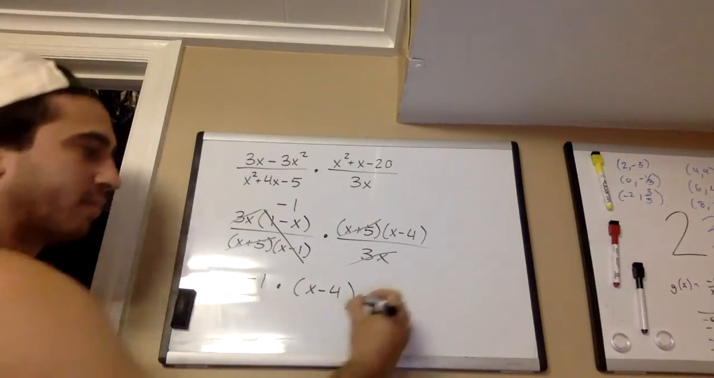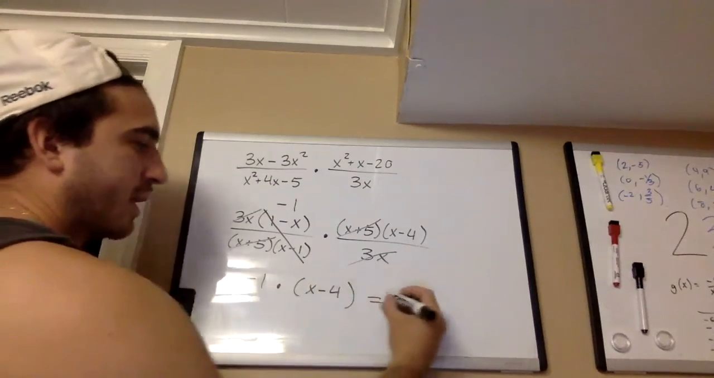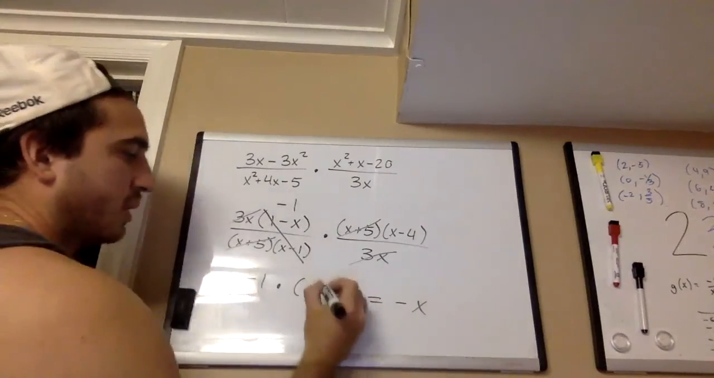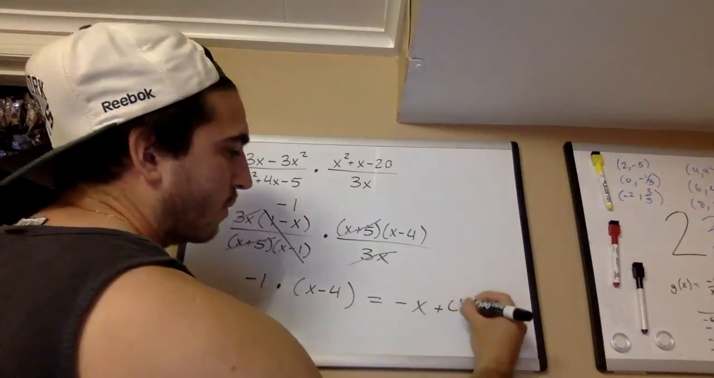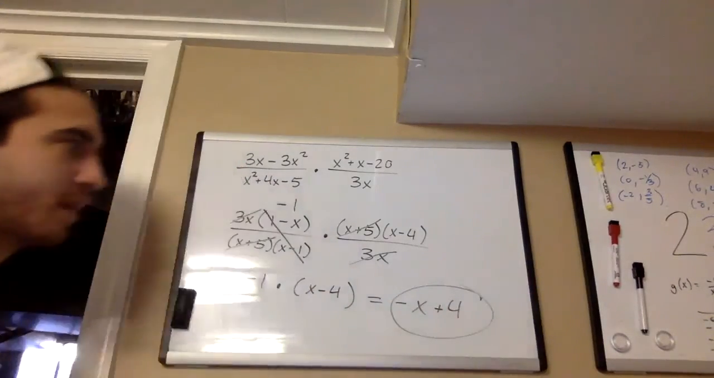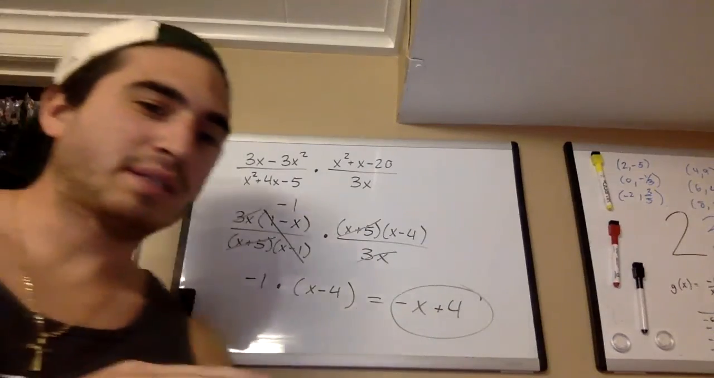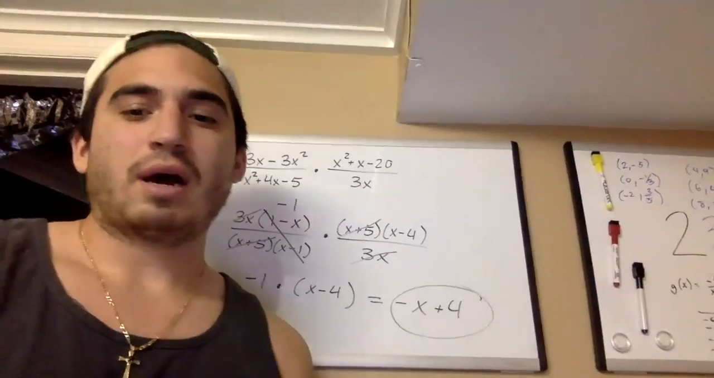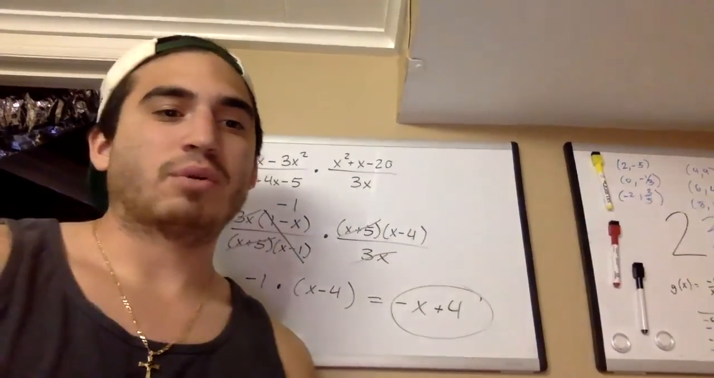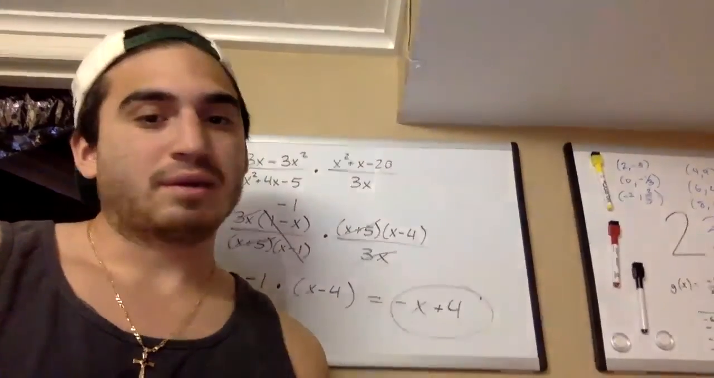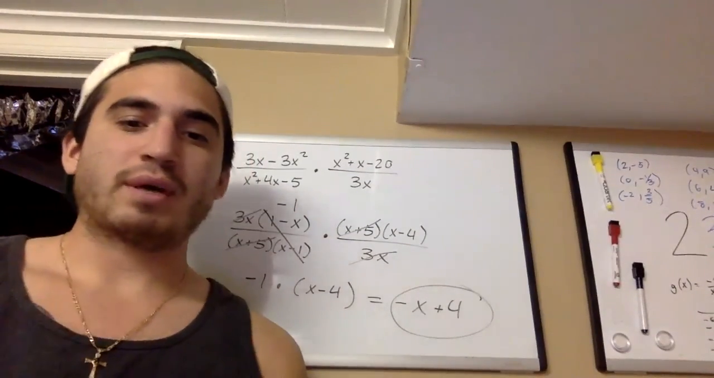So now I'm just going to multiply. -1 times x is -x. -1 times -4 is +4. This is my final answer. So after things start canceling out, just make sure you write in the final answer and you multiply through. Other than that, it should be straightforward. If you guys have any questions, please let me know.